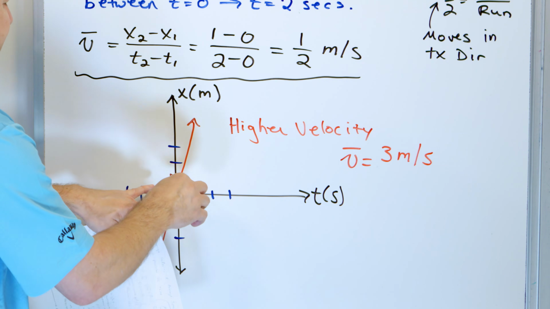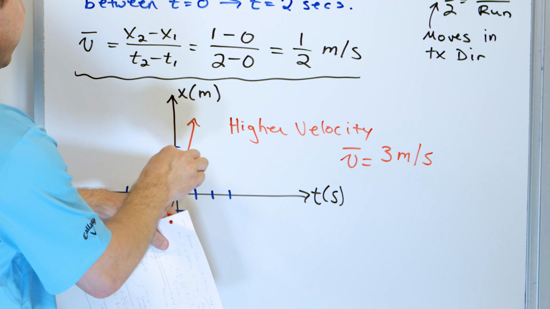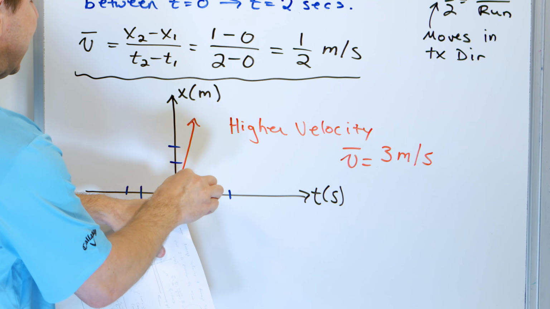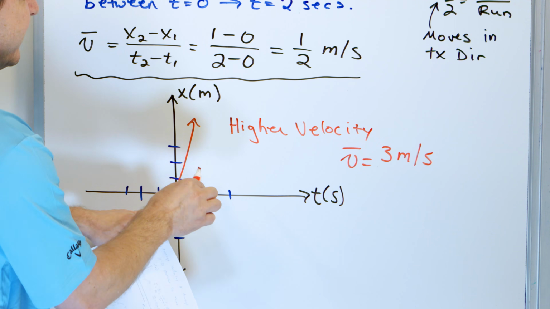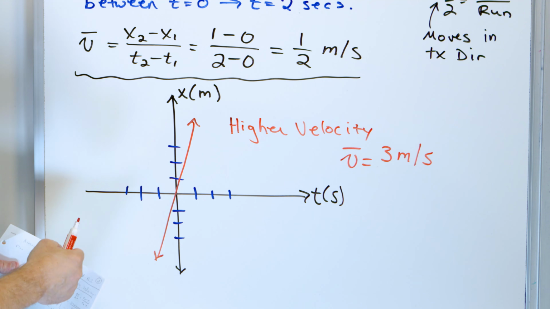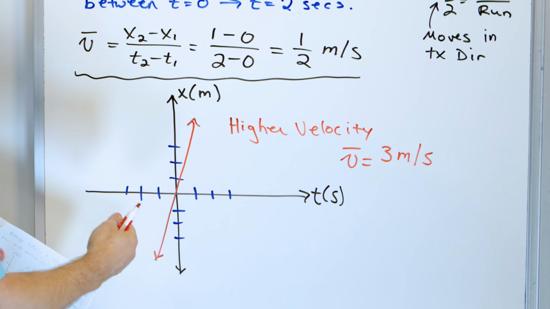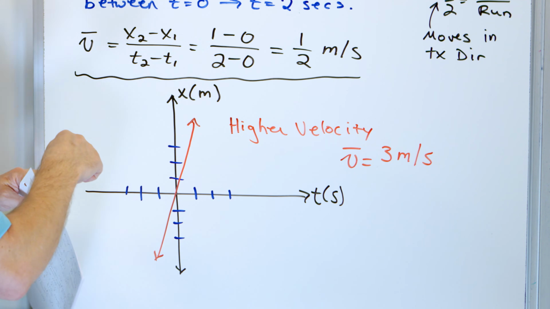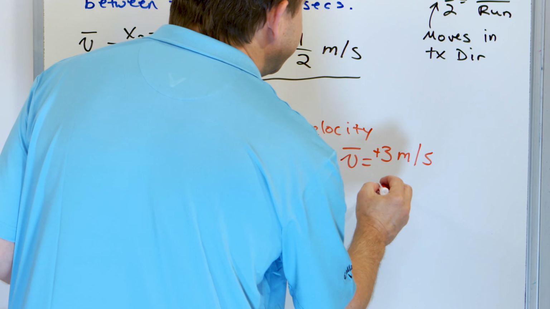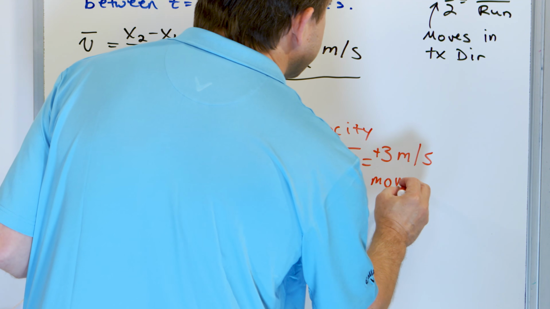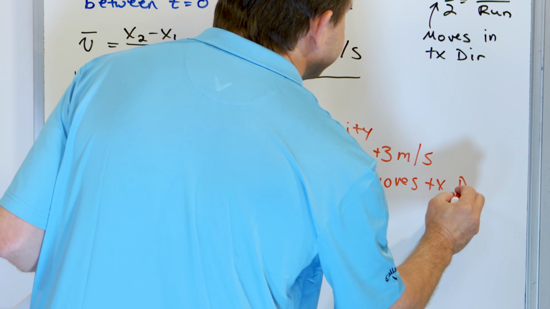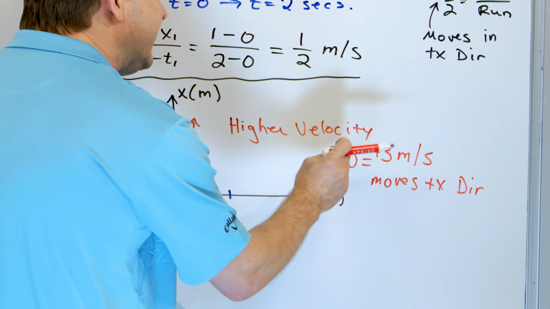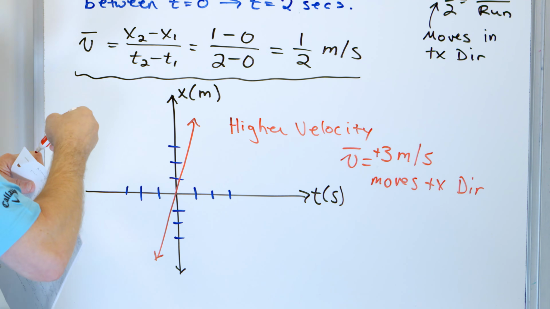Why? Because here the rise of this line is 1, 2, 3 meters, and it did that in about 1 second. I'm calling it exactly 1 second. So 3 distance units traveled in 1 second of time. 3 over 1 is 3 meters per second. Again, the plus sign here means it moves in the positive x direction. So the sign carries the direction, the number carries the magnitude.